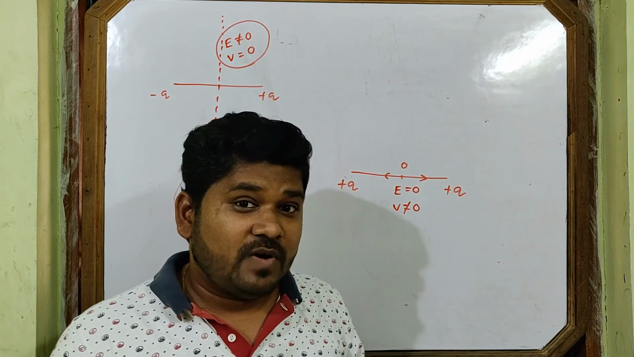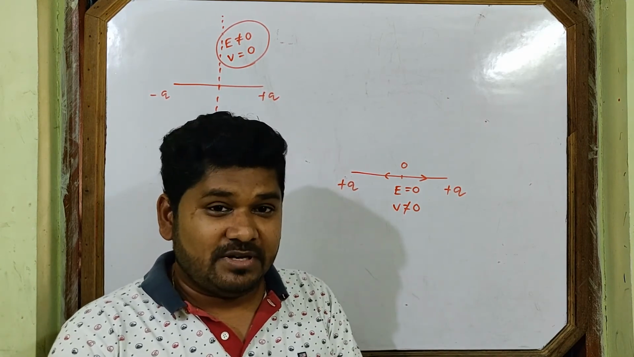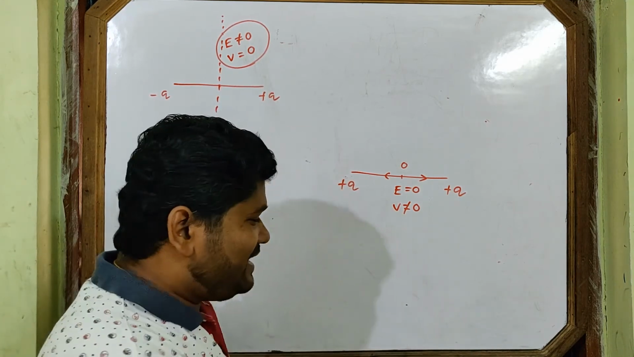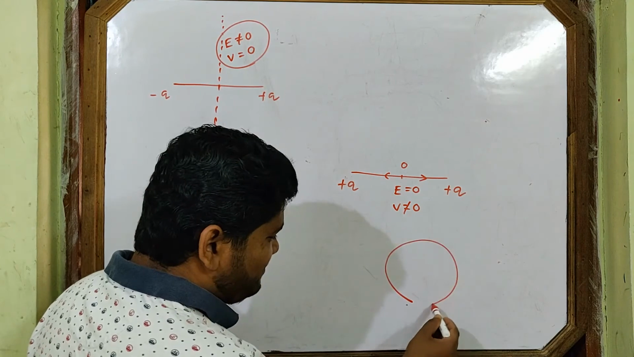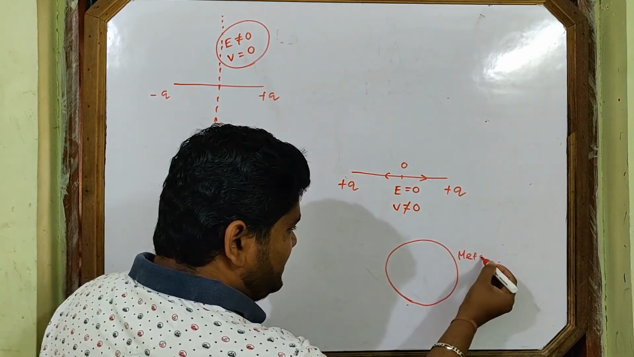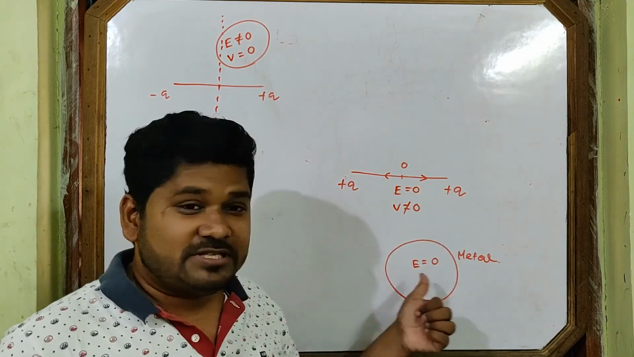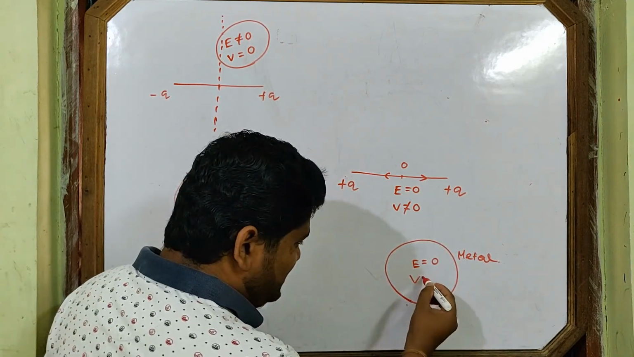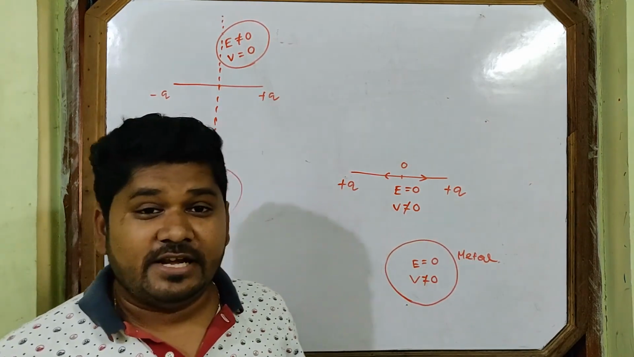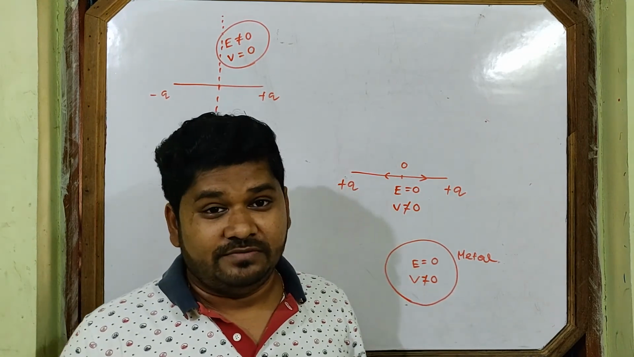You can also add another example here, which will also be a well-known example. After some classes we will discuss that one. Inside a closed conductor, if this is made up of metal, inside it E is equal to 0, lines of force cannot pass, but V is not equal to 0. This is one example also. Inside a closed conductor, intensity 0 but potential non-zero.